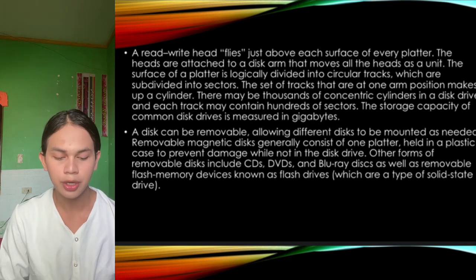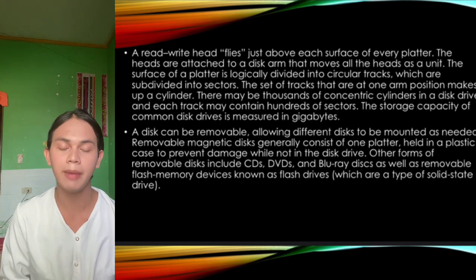The storage capacity of a common disk drive is measured in gigabytes. So all the storage capacity of a disk is measured in gigabytes. We all know gigabytes is how many zeros. When we say giga, it is nine zeros.